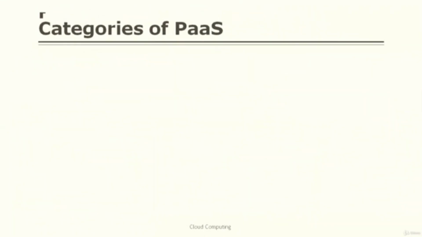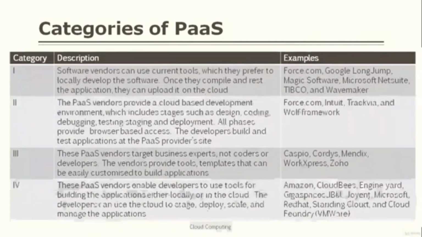Now understand the categories of the PaaS. Basically, there are 4 categories of the PaaS: category 1, 2, 3, and 4. Now we'll understand what category 1, 2, 3, and 4 mean.